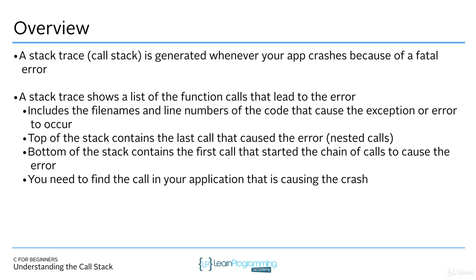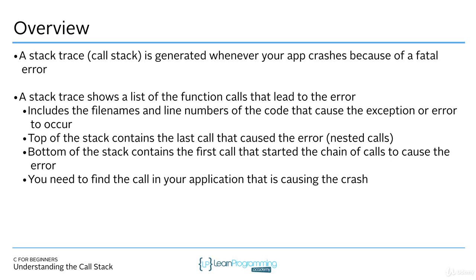And so when a C program crashes, it may generate a segmentation fault, and that doesn't tell you a lot of information. It just means something bad happened. That will also generate a core file. You can analyze the core file, which contains the call stack, which will tell you the exact line of code that caused your crash. So you need to find the call in your application that's causing the crash, and the call stack is probably the best way to do this.